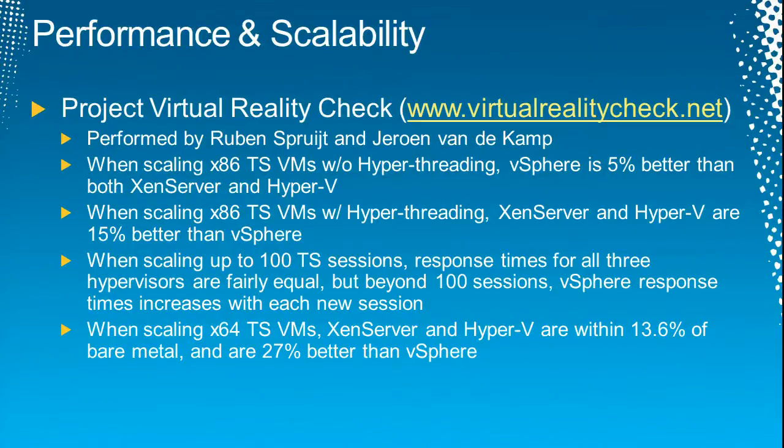What we've seen when virtualizing memory-intensive workloads like terminal server is that with Hyper-V taking advantage of hyper-threading that exists in the hardware, in the CPUs, we actually outperform by 15%. That's not a bashing of VMware. That's a validation that Hyper-V, VMware, and Xen Server are all performant platforms for virtualizing key workloads. And don't be afraid. When scaling up to 100 TS sessions, which you could in some ways equate to users accessing SharePoint, busy stuff going on from a memory perspective, the response time on vSphere increased with every session beyond 100. But Hyper-V was very, very performant beyond that, and very, very close to bare metal.